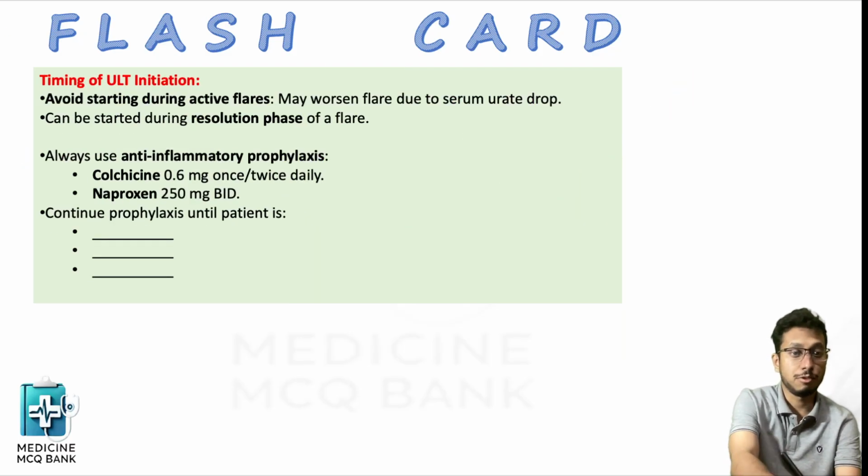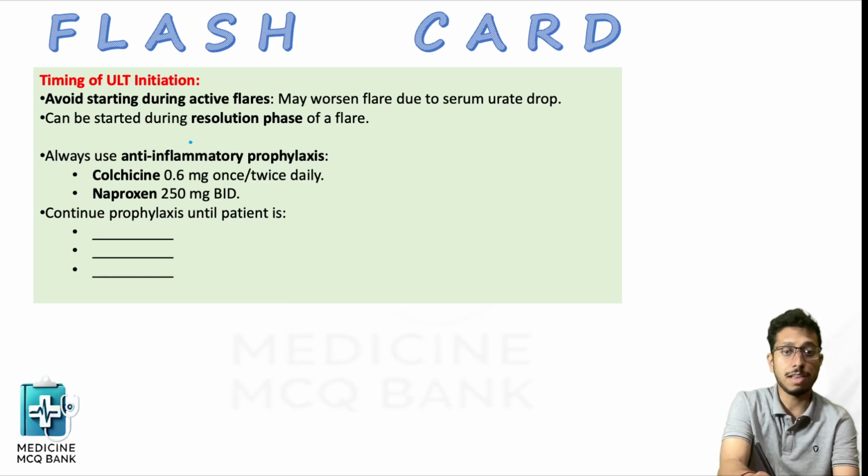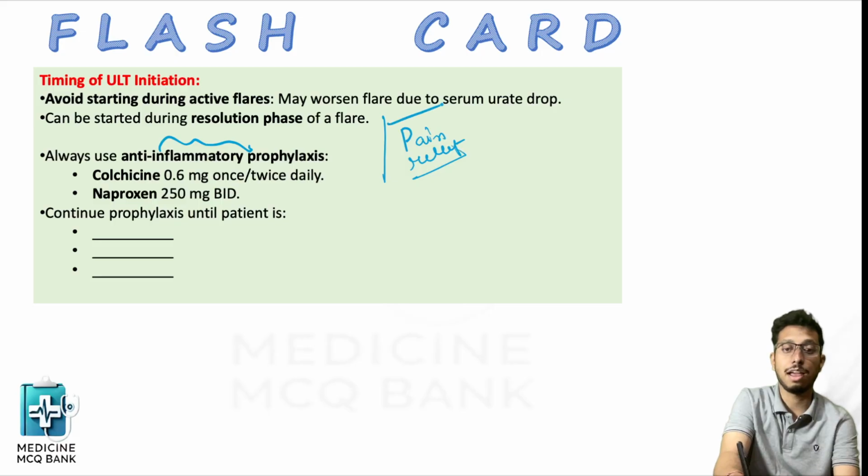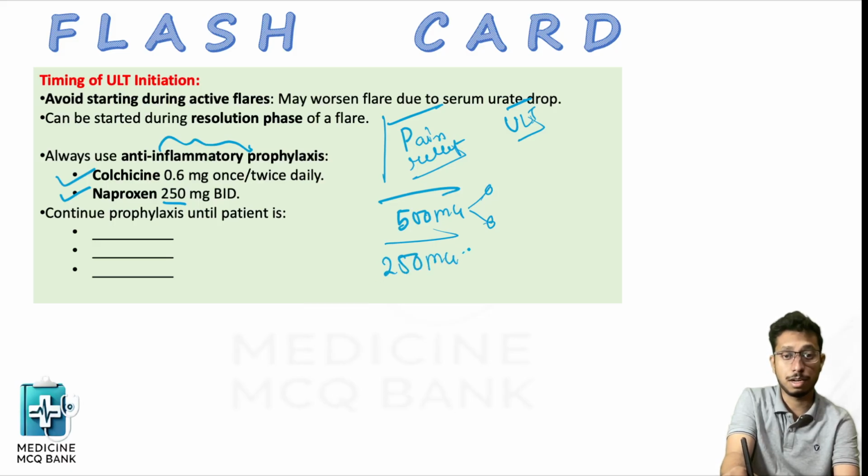In the next flashcard, we will see the timing of ULT initiation. It is to be avoided starting during active flares, as it may worsen the flare due to the serum urate drop; it can be started during the resolution phase of the flare. Now, always use anti-inflammatory prophylaxis, that is, pain relief should be targeted along with urate lowering therapy. Prophylaxis in the form of colchicine or naproxen. Naproxen in the lower dose. Remember, for treatment purpose, you used to give 500 milligram BD, but for prophylaxis, we are giving 250 milligram BD.